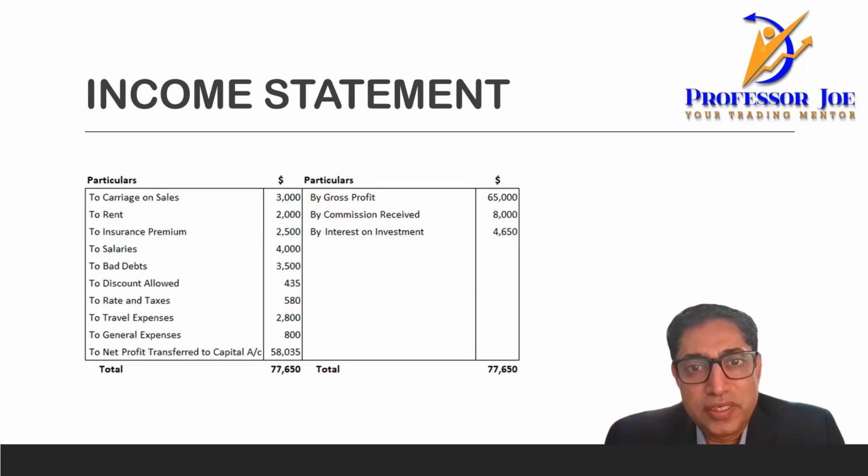This is how an income statement looks. Of course, the income statement is pretty long, but this is just for an understanding purpose. The left side is the debit side, the right side is the credit side. On the left side, all the expenses are given, and on the right side, all the income is given. So the first type of statement is the income statement.